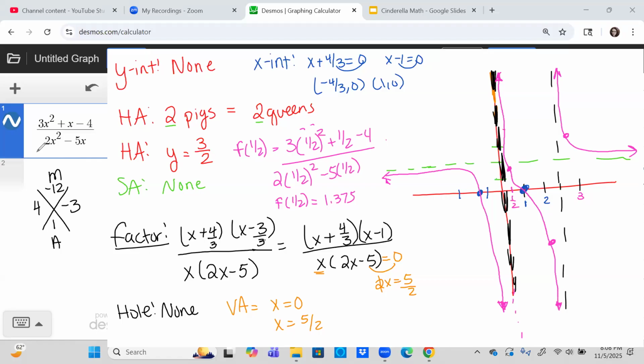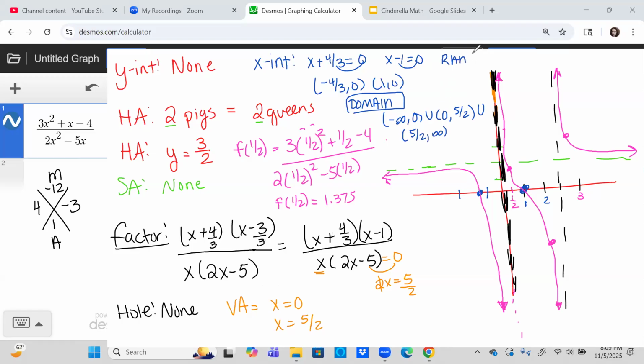Oh, we need domain and range. All right, domain. I'm up here toward the top in blue. All the x's in the world except for the black dashes. Those are our vertical asymptotes. So left forever until 0, and between 0 and 5 halves. Just look down there at the vertical asymptotes. And 5 halves to forever.